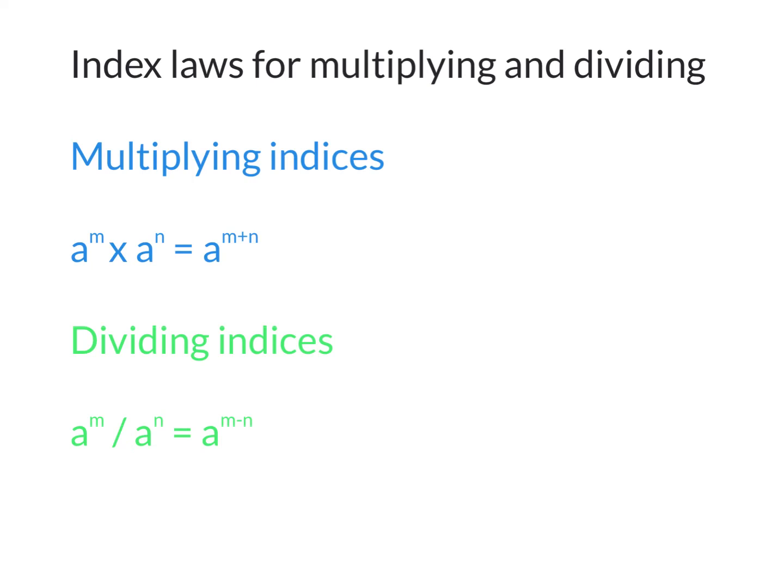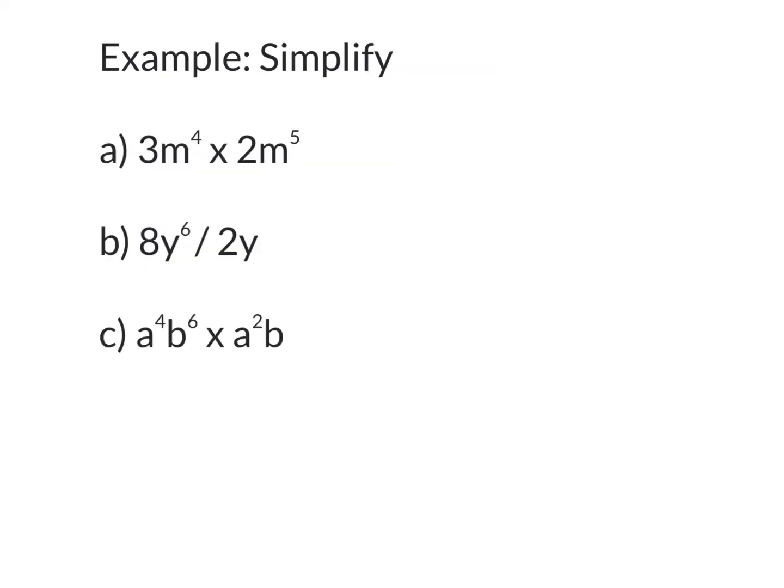So here are our first examples. We're going to simplify the following: 3m to the 4 times 2m to the 5; 8y to the 6 divided by 2y; and a to the 4 b to the 6 times a to the 2 b.